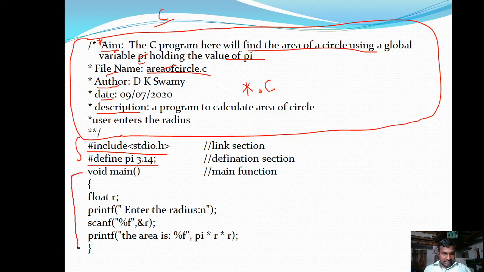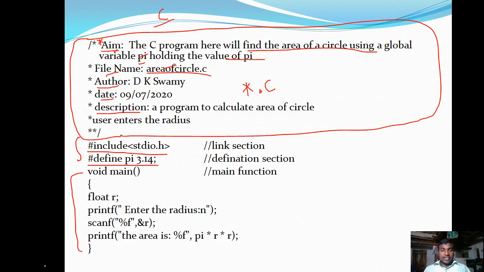In the main function section, what we have written is float r. So r is a variable of float type. Then printf, enter the radius. Then scanf, percentile f, ampersand of r, the address of r. Then printf, the area is percentile f, comma, pi star r.